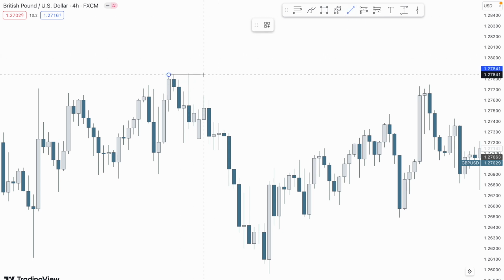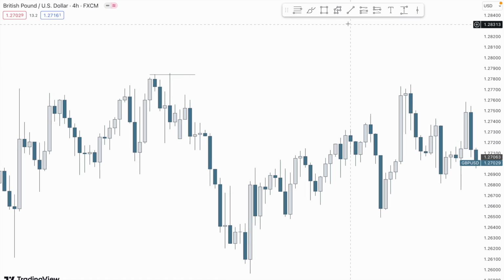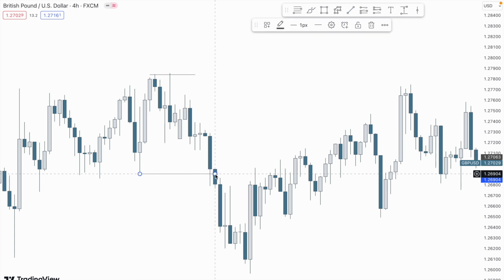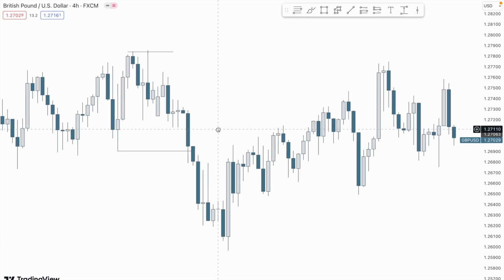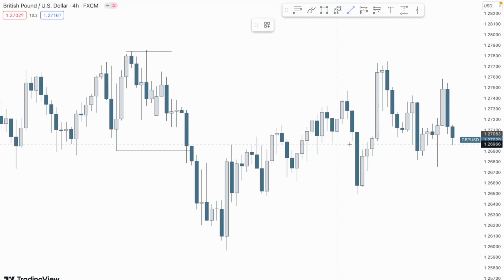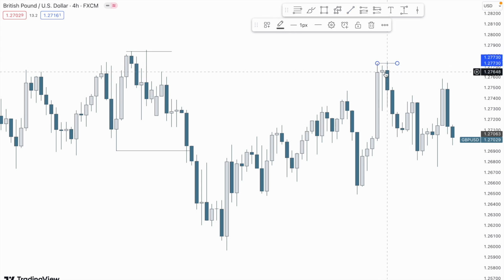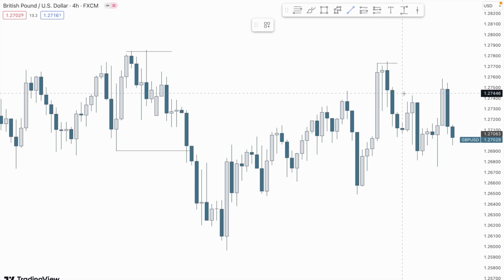We will mark this, okay, and we will wait for the sweep of this swing high on the 4-hour. And here you can see that the price swept this high and then it came down and closed below it. This is what you have to see on the 4-hour time frame. Now here you can see that the price also swept the low and then it closed above it. This is another example. And in this example, you can see the price swept the high and then it closed below it.